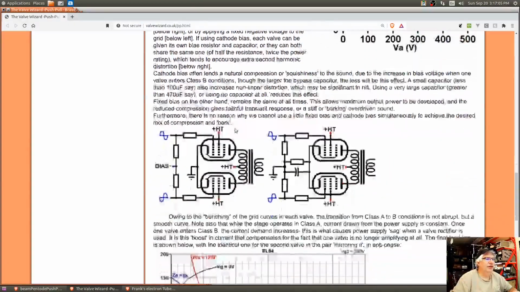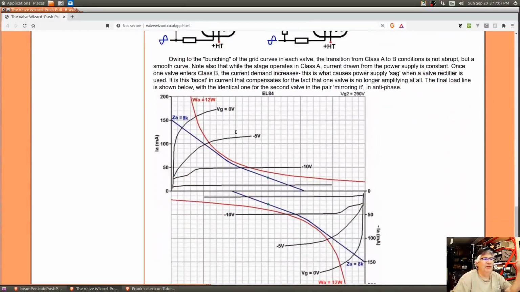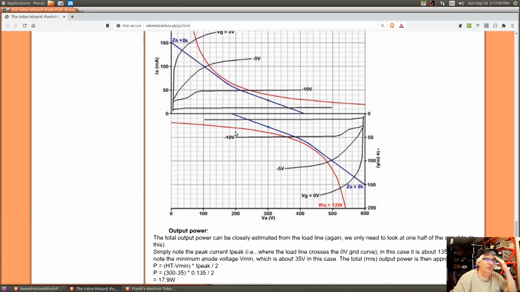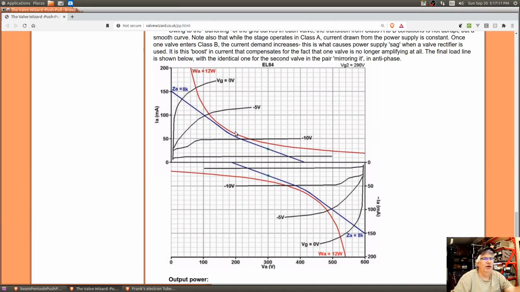And then eventually it comes down. He talks a little bit about biasing and the choice of biasing. He shows you this particular graph right here, which is called a composite graph.